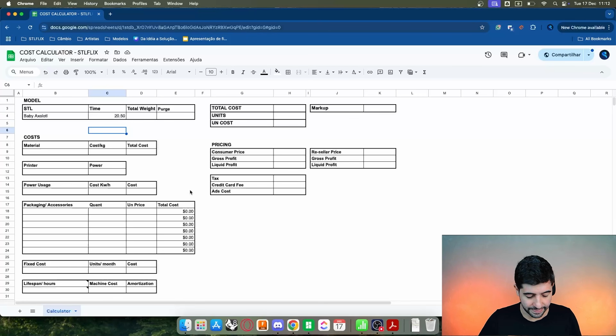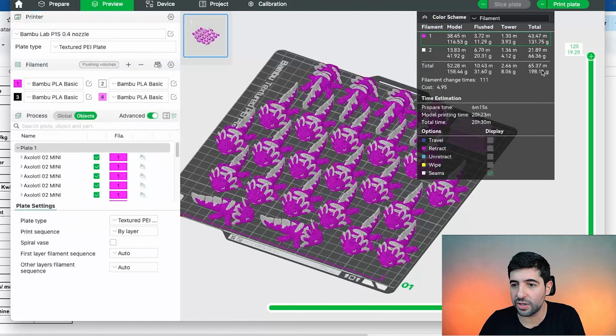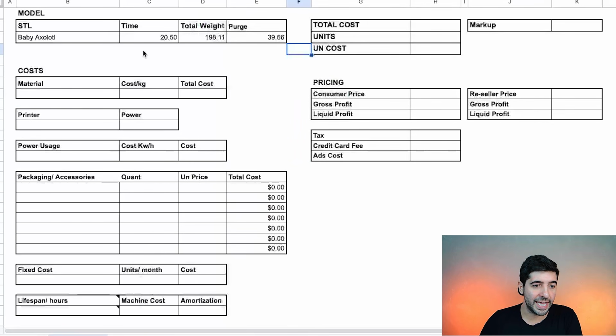And then the total weight is going to be 198 grams, 0.11. I also have my purge right here, which is 39.66, where I have summed the tower and the flush, and combined we have the purge. But the important information is the total weight. The total weight is actually everything combined: all the models you've printed together with the tower and the flush. This is the information we are going to be using, so 198.11. Don't make the mistake of using the model weight, because this is not what we're looking for. And the purge, I've only put this information here out of curiosity.